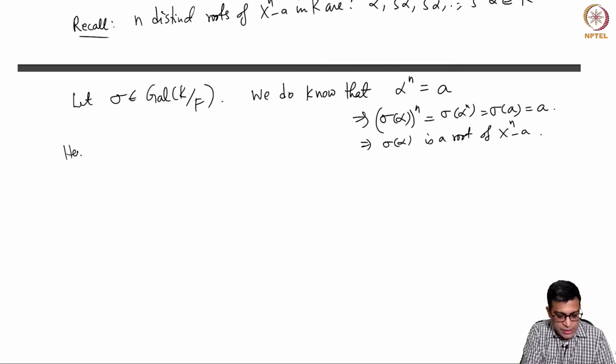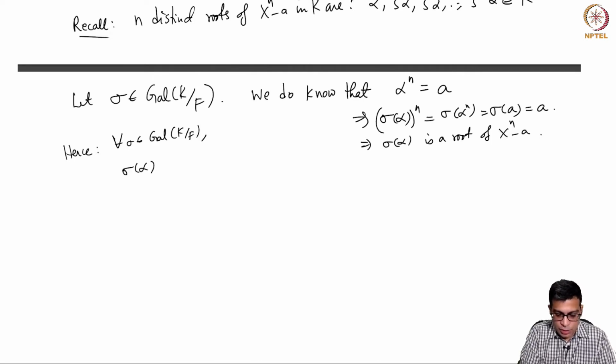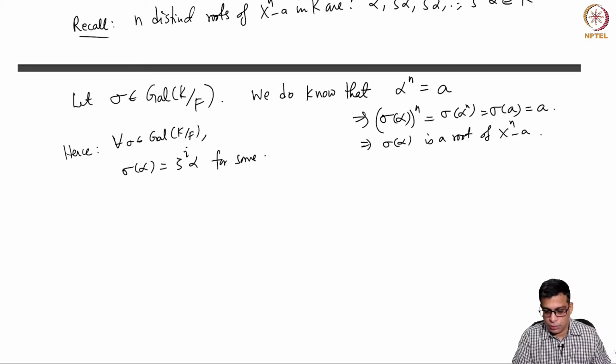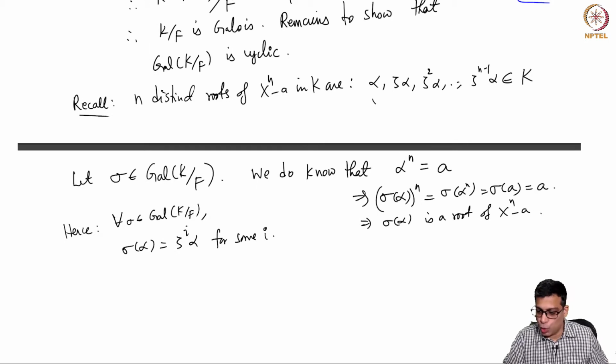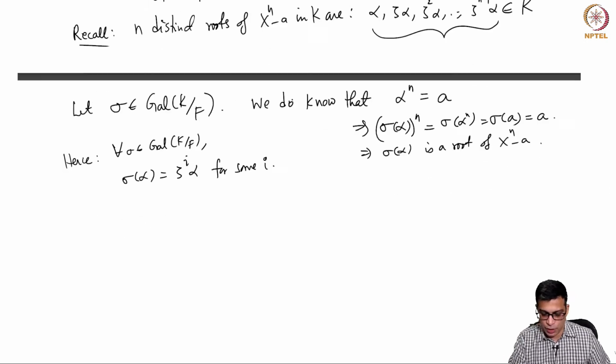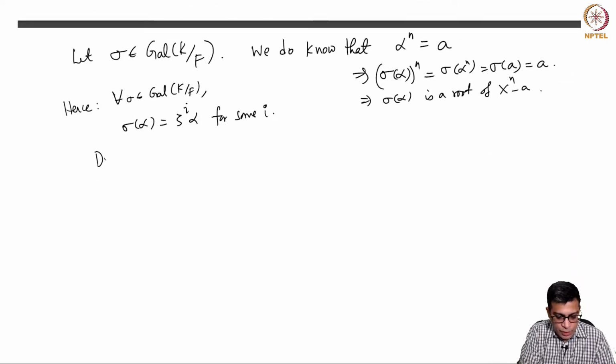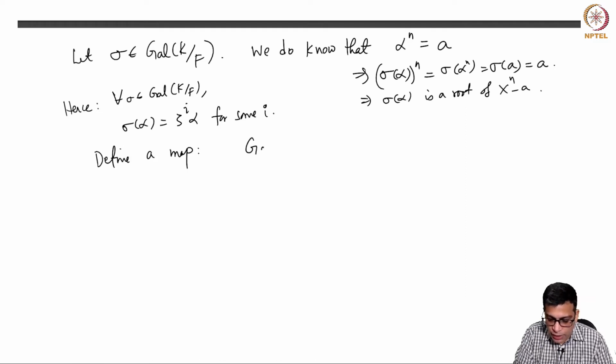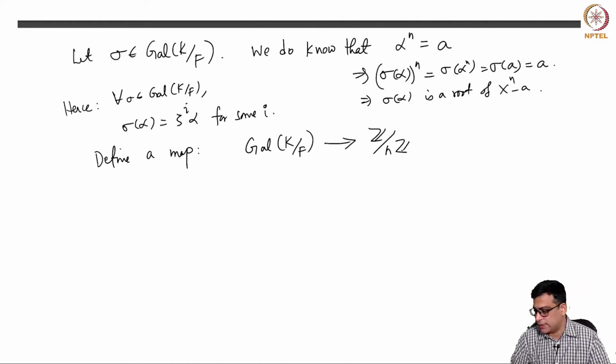So, hence the conclusion is for all sigma in the Galois group, sigma alpha is some zeta^i, for some i, because the roots are all in front of you here. The roots of the polynomial are here, and sigma alpha is a root of that polynomial. So, sigma alpha is one of them. Now, this allows us to define a map from the Galois group to the cyclic group Z mod nZ.